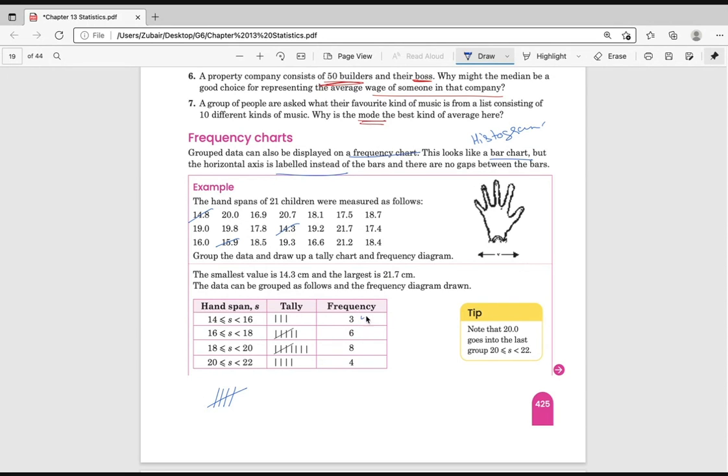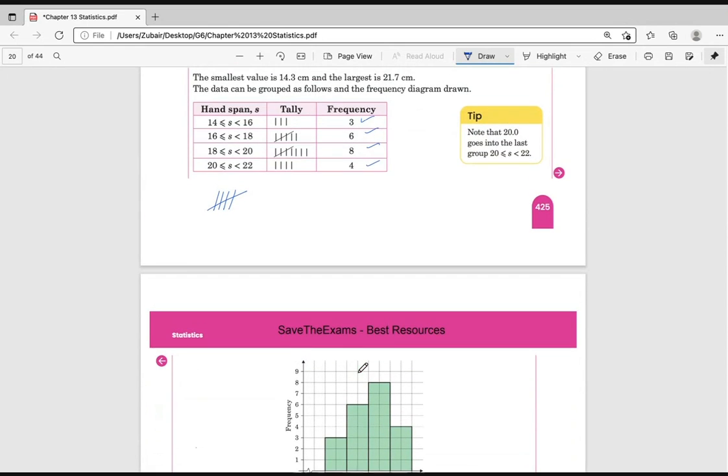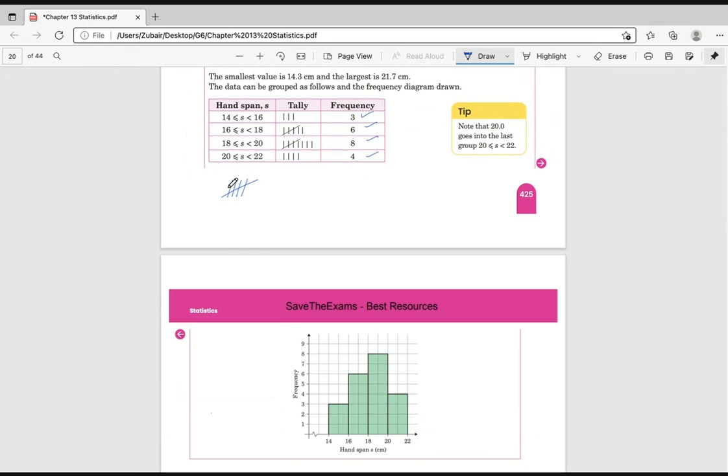So once we have those frequencies, we now also know the total, which was already there, 21. When we add these frequencies, this will equal 21. Now see if we can see both of these. The first one is from 14 to 16 on the horizontal axis, and the height is 3. Then from 16 to 18, the height is 6. 18 to 20, height is 8. And 20 to 22, height is 4.